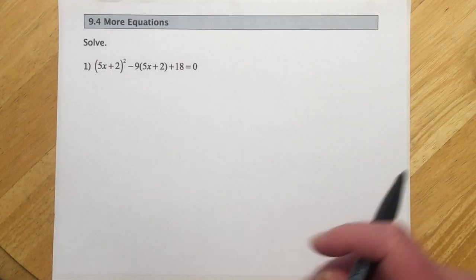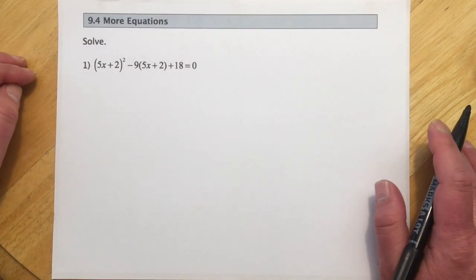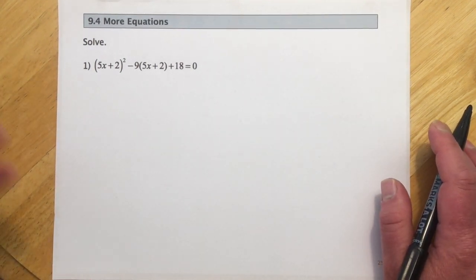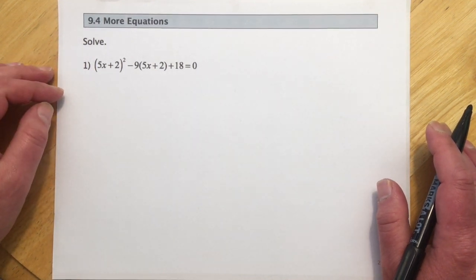Hey guys, this section is 9.4. It's creatively called More Equations. And what it is, is equations that are in the form of a quadratic but maybe don't quite look at it at first. And there's a couple of different approaches to this.